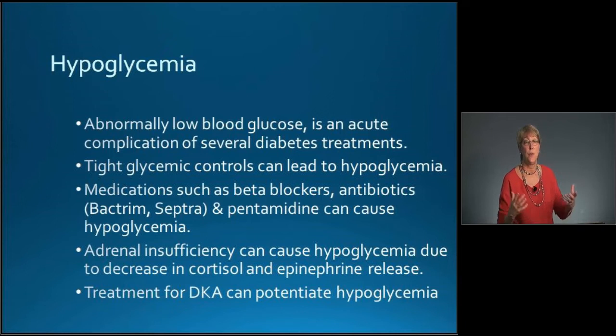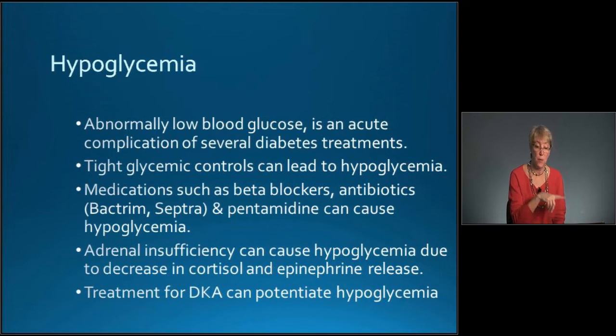In the hospital we have a tendency to keep really tight glycemic controls because we know that hyperglycemia can increase the opportunity for infection. So we try to keep them within very tight controls, and that can actually lead to hypoglycemia. Medications that we give can lead to hypoglycemia or can mask it. Beta blockers, for instance. Antibiotics have been known to perpetuate hypoglycemia, Bactrim, etc. And pentamidine can also perpetuate hypoglycemia.